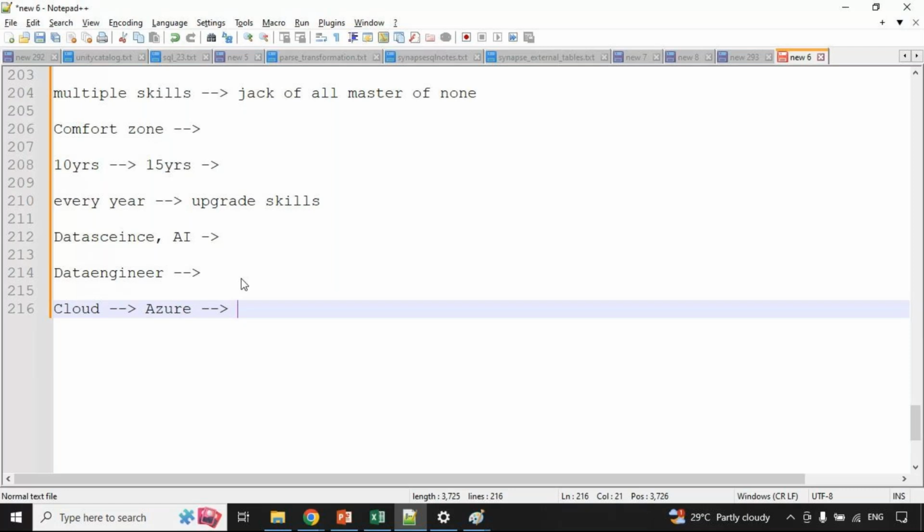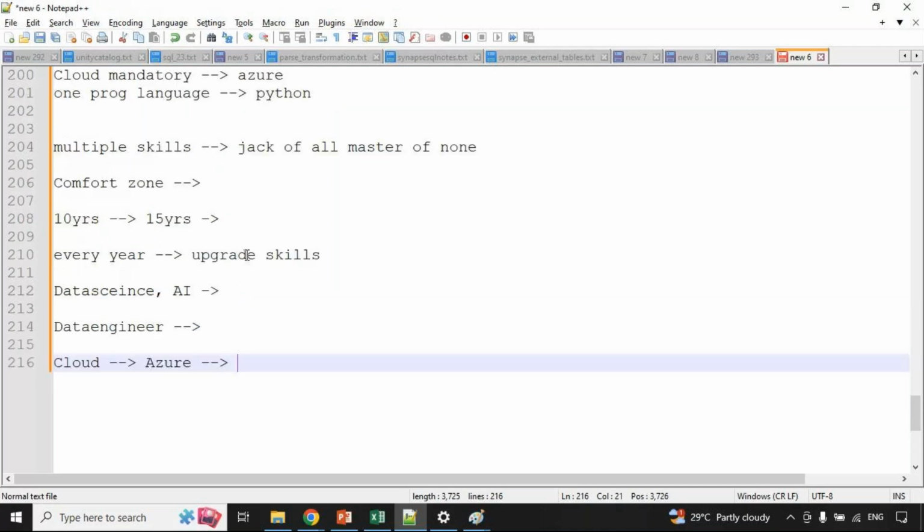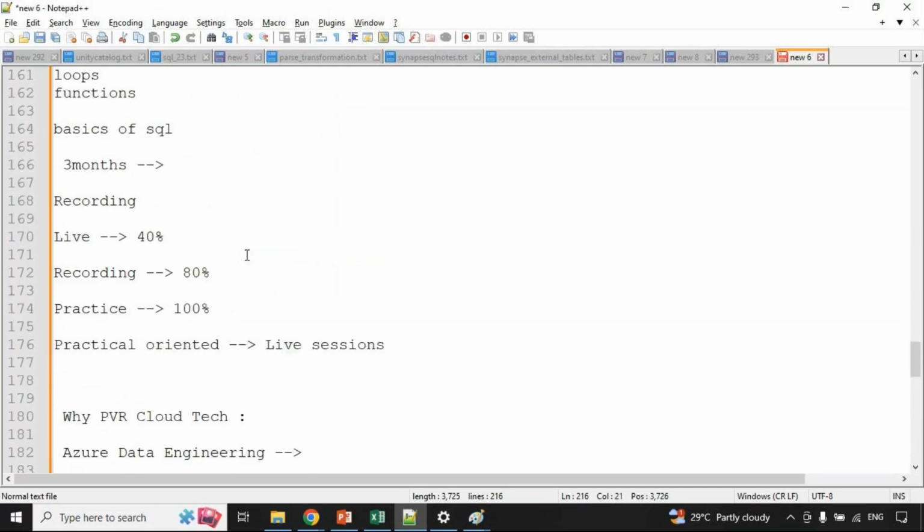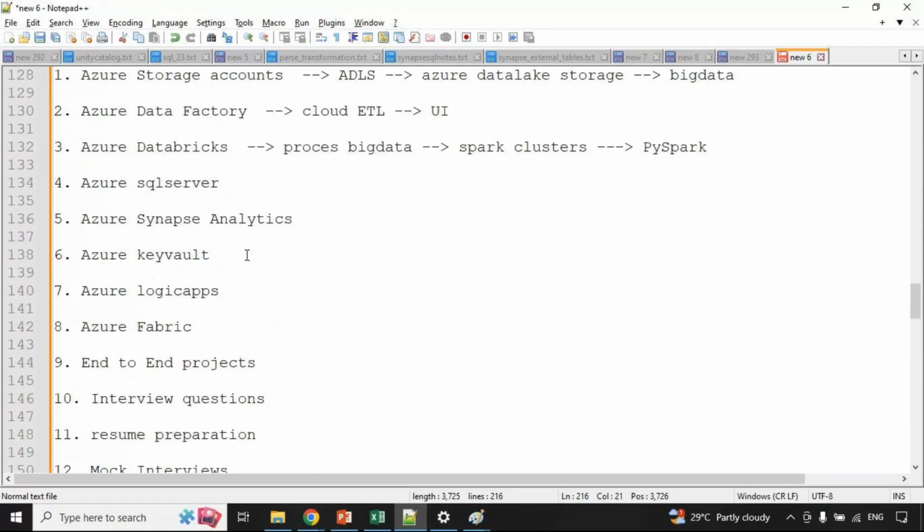So what you can do is organize the data. Who is going to organize it? The data engineer is going to organize it. As part of our learning, these are all the data engineering services we are going to learn, guys.